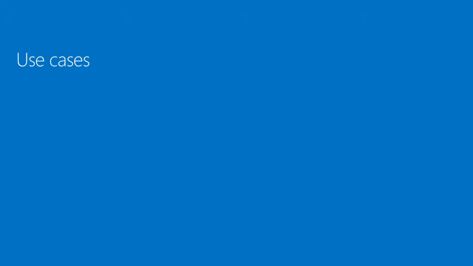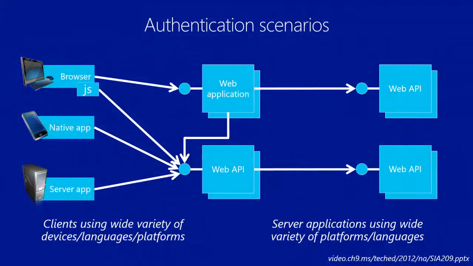What kind of use cases does Azure Active Directory cater for? So these are some authentication scenarios. We've got the old browser going to a web application, maybe a web API. We've got native apps. What are native apps? Native apps are what Microsoft call non-browser-based applications. So desktop, WPF, mobile server.